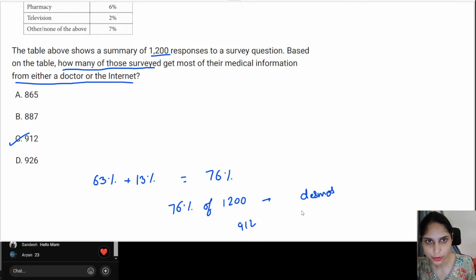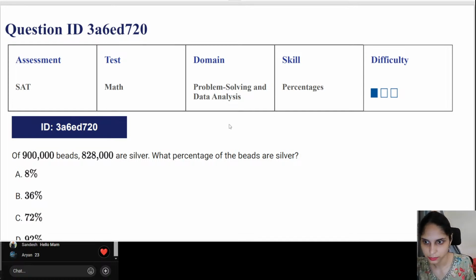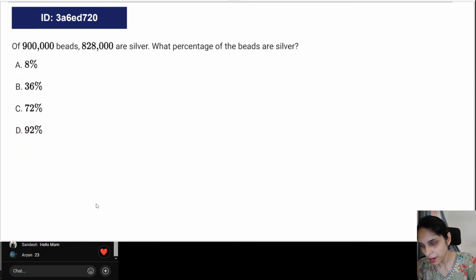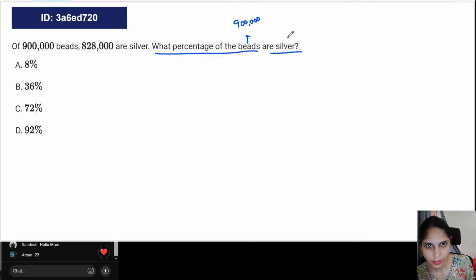Next, question number 23 is also easy. How do you know which one is your whole, which one is your part? Like, what is your 100%? The beads are 900,000. So 828,000 are silver. What percentage of the beads are silver? Beads are how much? Beads are 900,000. Silver are how much? 828,000.